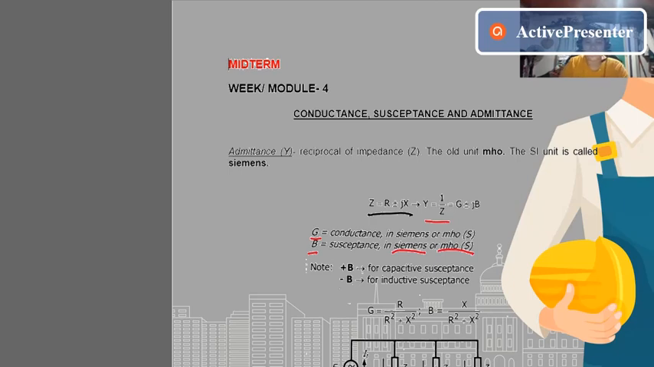So take note that positive B or susceptance is capacitive, and negative B is inductive. The formula for our conductance is R over R squared plus X squared. And for our susceptance, we have X over R squared plus X squared.